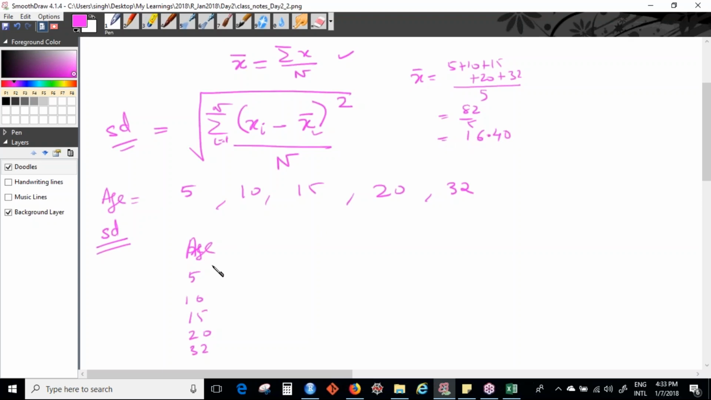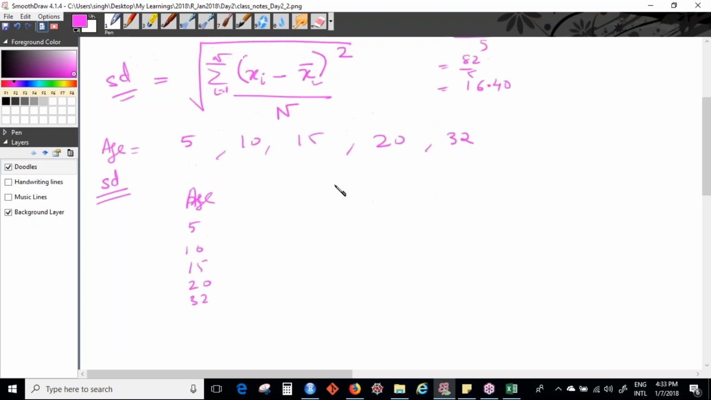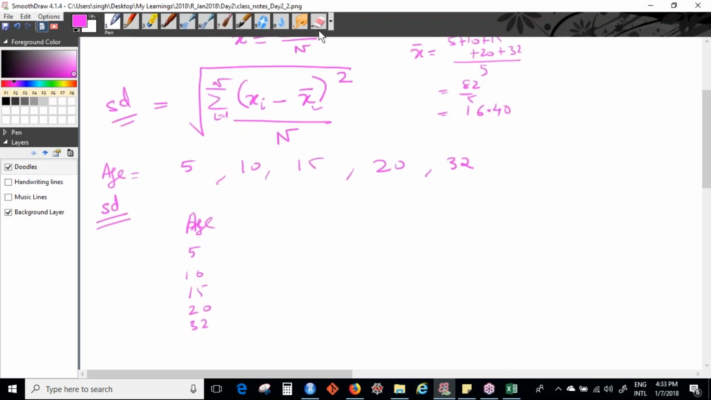Okay. Now what you have to do is subtract the average from all the values. Xi means each of the values. I is equal to 1, I is equal to 2, I is 3, I is 4, I is 5. This is all your I. So 5 minus 16.24. You have to do that. So 5 minus 16.24. How much will you get?